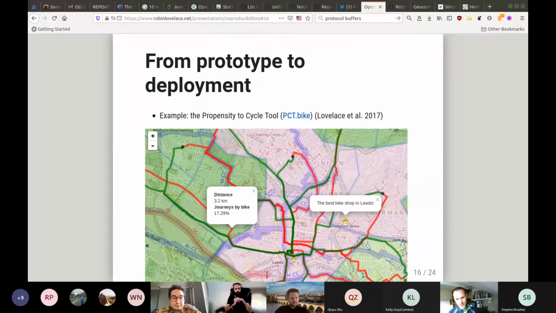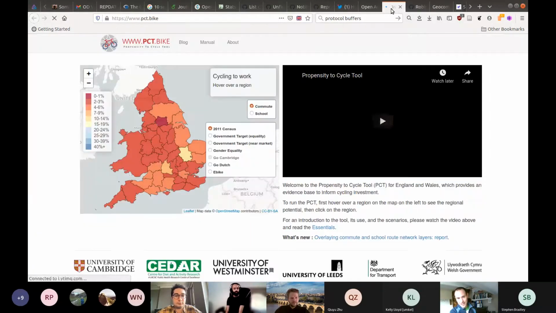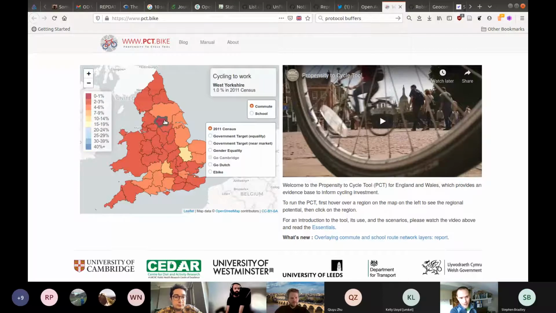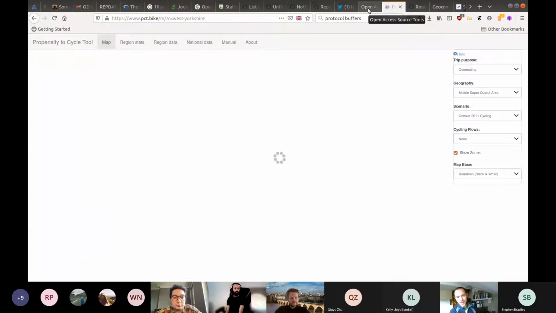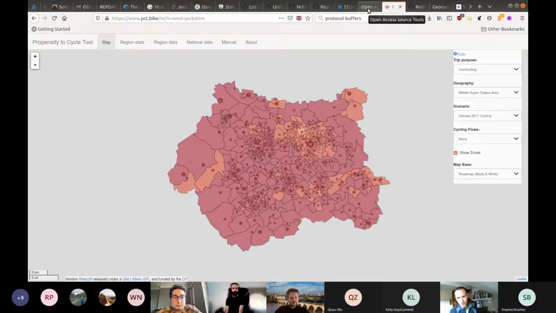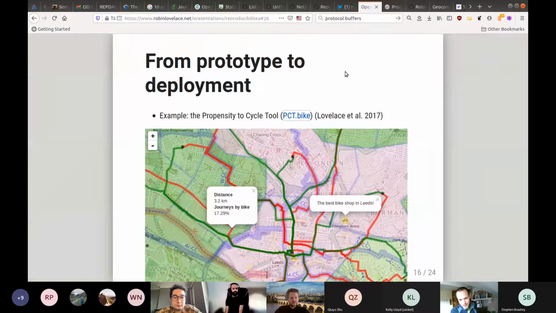And a great example of this is the propensity to cycle tool, which is, I think, both an open source and an open access geographic tool in the broadest sense of the word, and it's certainly accessible because anyone can just access it through this website, pct.bike. And this goes back to what I was saying earlier about I'm not actually a computer scientist, but I've learned about computer science basically by solving problems and realizing that if I didn't learn some computer science concepts, my projects would fail.